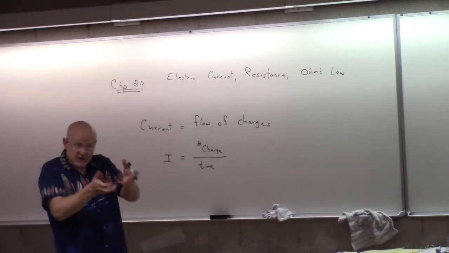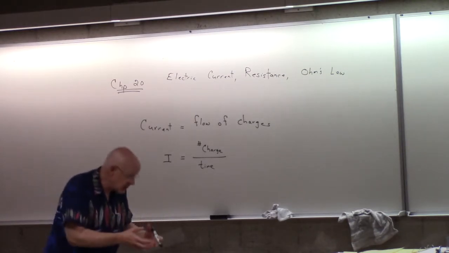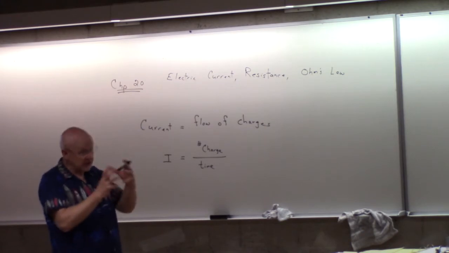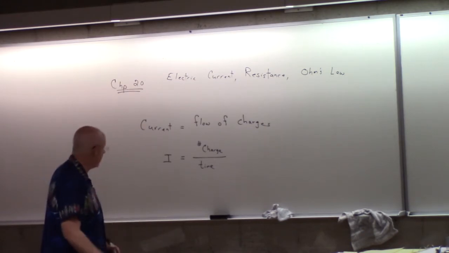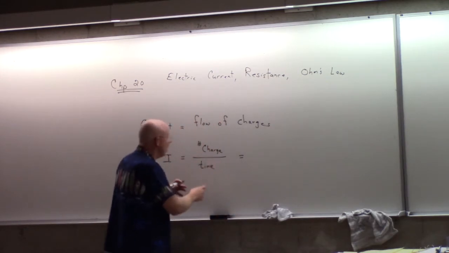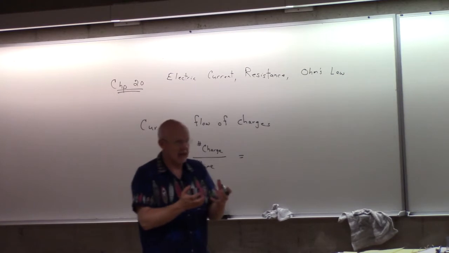It was 1.602 times 10 to the minus 19 coulombs. And it took 6 billion billion electrons to make one coulomb. So it takes a lot of electrons to make one coulomb. But that's how we're going to label our current. When we say the amount of charge, we mean how many coulombs does it have.